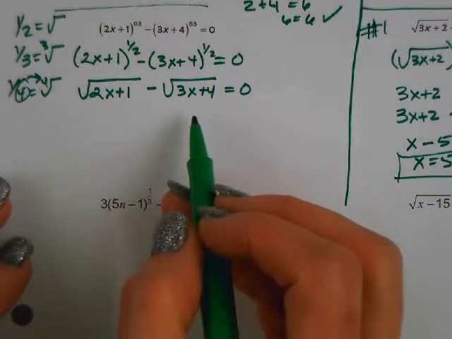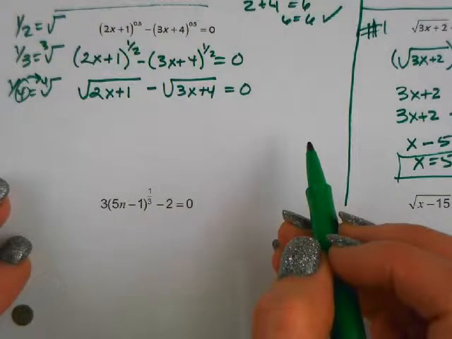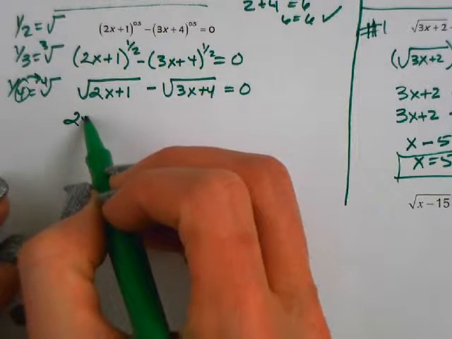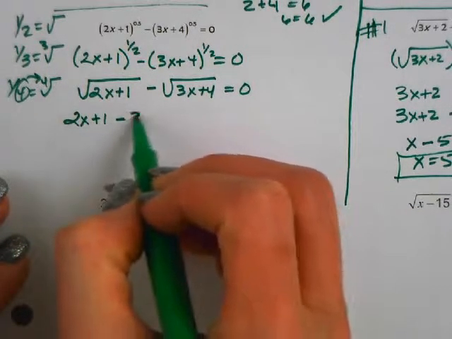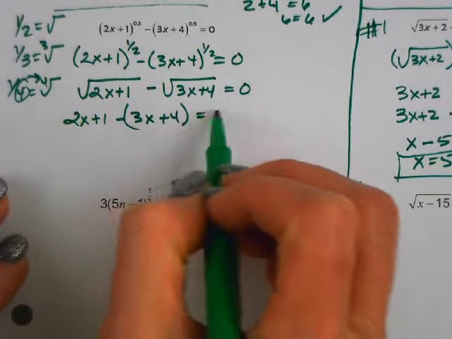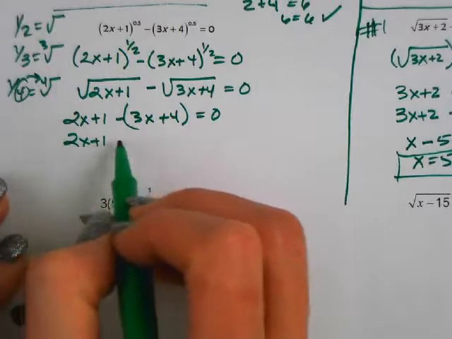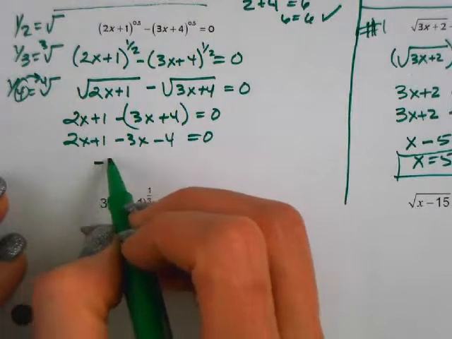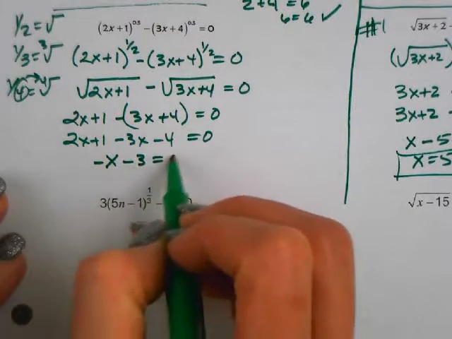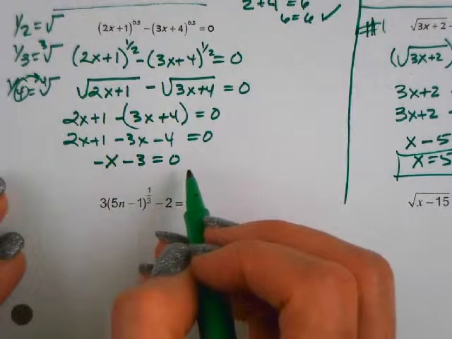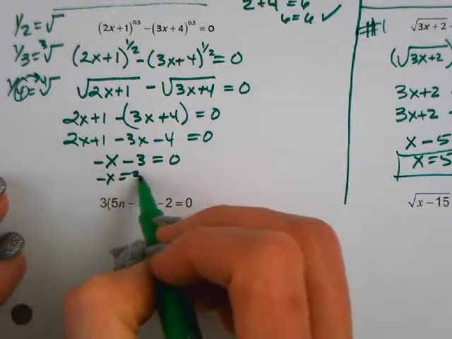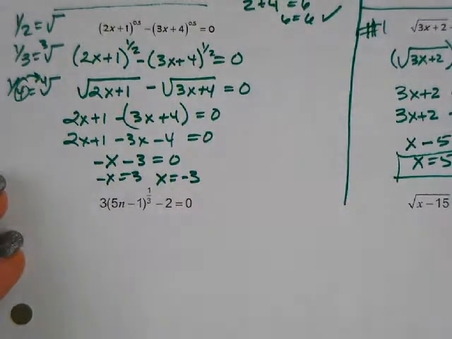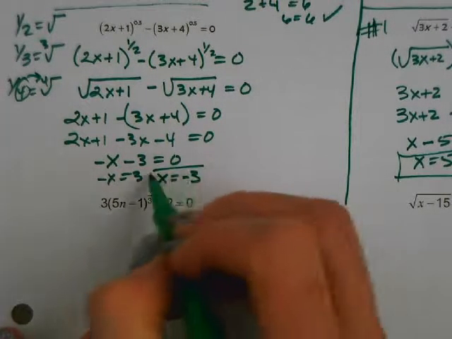Now, do you want me to go through that process, or are you guys good with that? Can you go through it? Okay, I'll do the negative. Okay, so then when I square both sides, I'm going to get the 2x plus 1. I'm going to get a minus 3x plus 4, but it's in parentheses, equals 0. So it's going to be a 2x plus 1, a minus 3x, and a minus 4, and that equals 0. Okay, so I'm going to get a negative x, and I have a minus 3 equals 0 when I combine my like terms. Bring the 3 over to the other side. So negative x equals 3, divide by -1, so x equals -3.